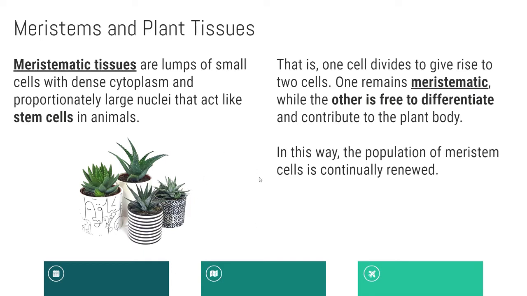If you still remember your lesson on the cell cycle, one cell divides to give rise to two daughter cells. In plants, one of those daughter cells remains meristematic, or continuously divides, while the other one is free to differentiate or become any part of the plant body and contribute to the health of the plant. In this way, the population of meristem cells is continuously renewed.